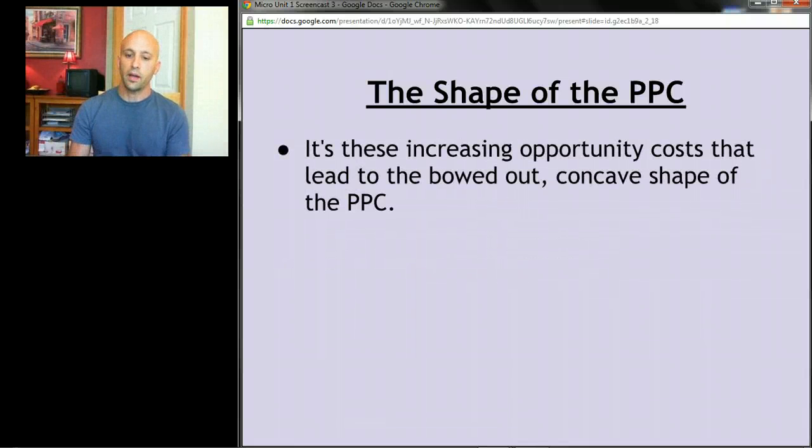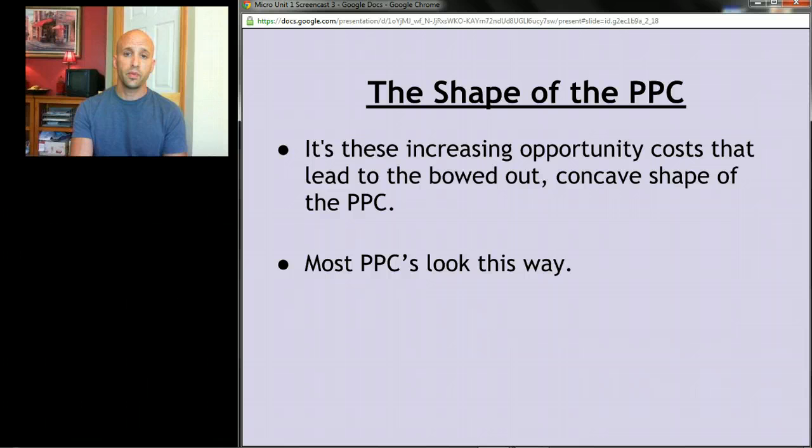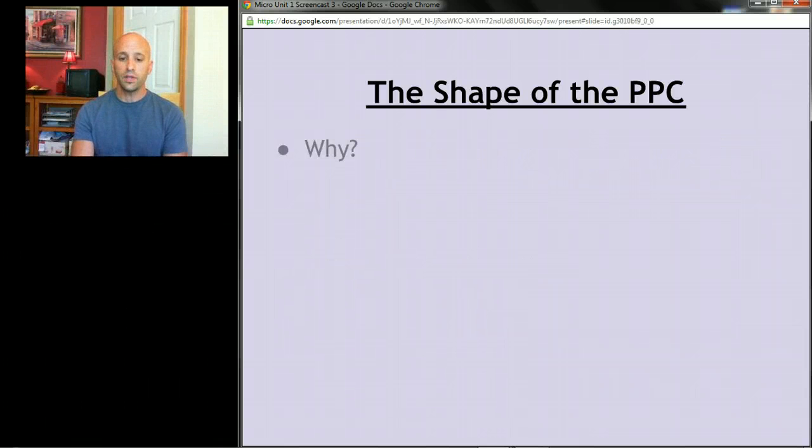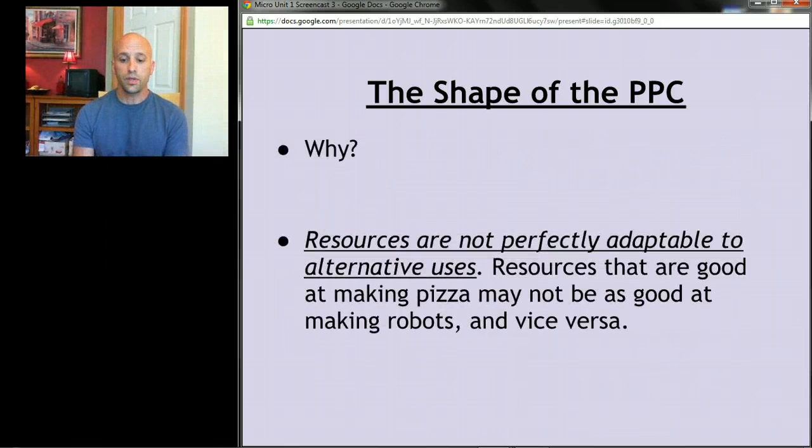Now there's a reason for that. It's those increasing opportunity costs that's leading to that specific shape of the production possibility curve, that bowed out shape, concave from the origin. Most production possibility curves look that way, and the reason for that is that resources are not perfectly adaptable to alternative uses. Resources that are good at making pizza may not be as good at making robots, and vice versa.